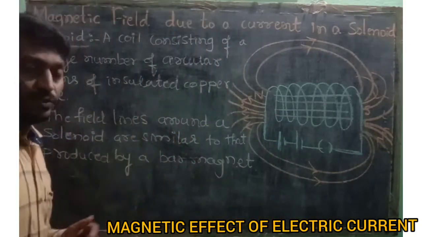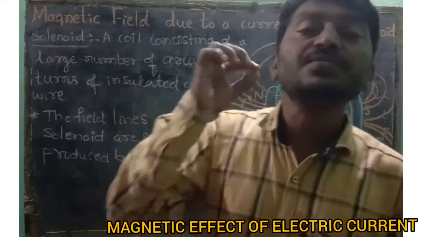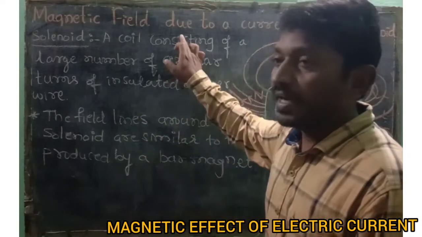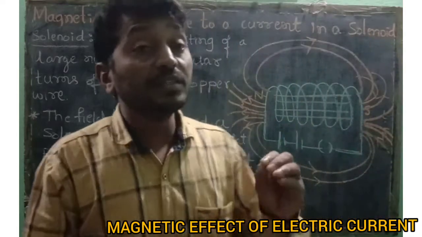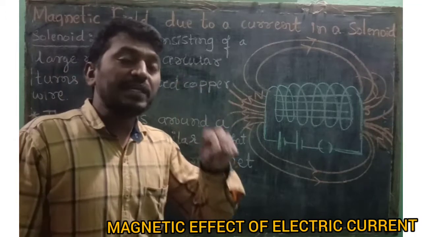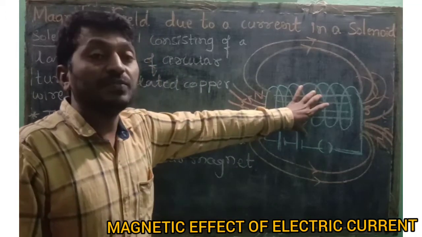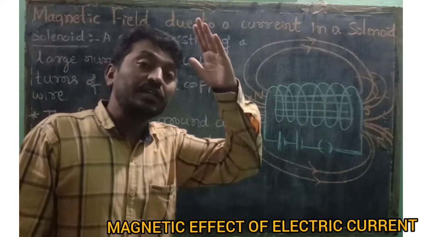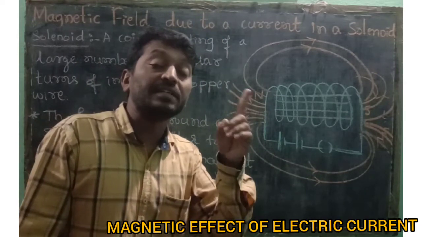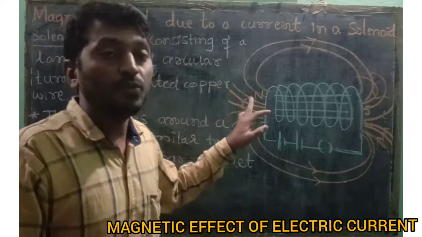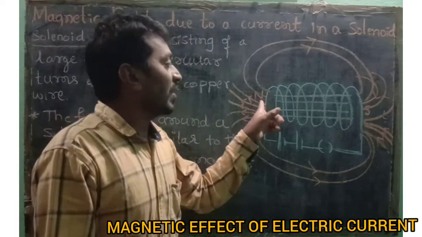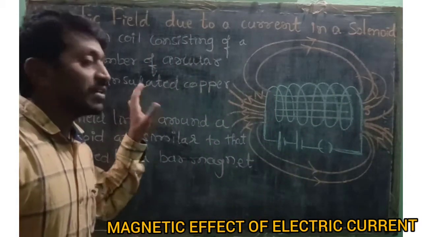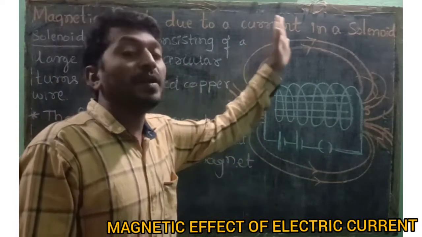Okay, what happens now? When current flows through the solenoid, a magnetic field is produced. But in this case, the magnetic field is produced in the form of field lines. Already you have learned about magnetic field lines in the beginning, right? They arise from the north pole and go to the south pole. It means the solenoid also acts like a bar magnet.